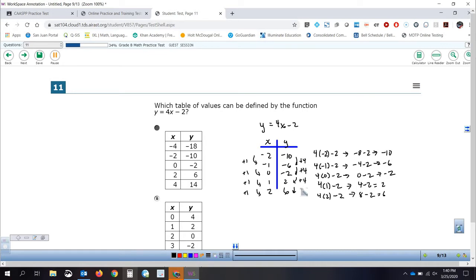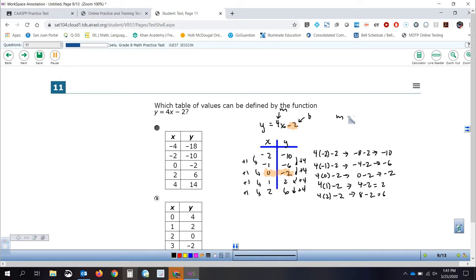So when we go to look at the table that is correct, that's what we're going to be looking for. We're going to be looking for when the x's go up by 1, the y should go up by 4. We also should be looking for this point right here, which many of you know is the y-intercept, 0, -2. That's our value of b. And 4, of course, is our slope.